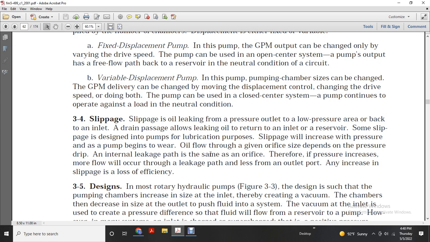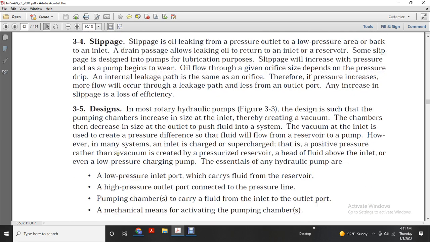The oil flow depends on the pressure drop across the internal leakage path, which acts as an orifice. Therefore, as the pressure increases, the more flow occurs through the leakage path, and the less reaches the outlet port. Any increase in the slippage causes a loss in efficiency.